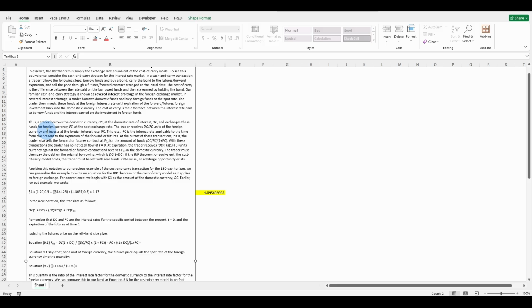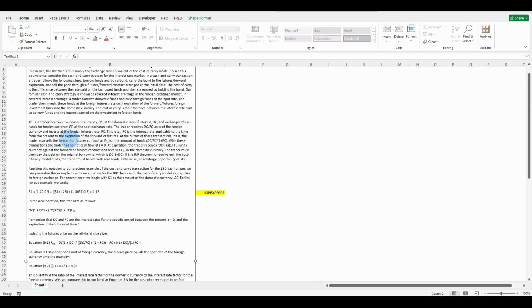Thus, a trader borrows the domestic currency, DC, at the domestic rate of interest, R_DC, and exchanges these funds for foreign currency, FC, at the spot exchange rate. The trader receives DC divided by S_FC units of the foreign currency and invests at the foreign interest rate, R_FC. This rate, R_FC, is the interest rate applicable to the time from the present to the expiration of the forward or futures. At the outset of these transactions, t is equal to 0.